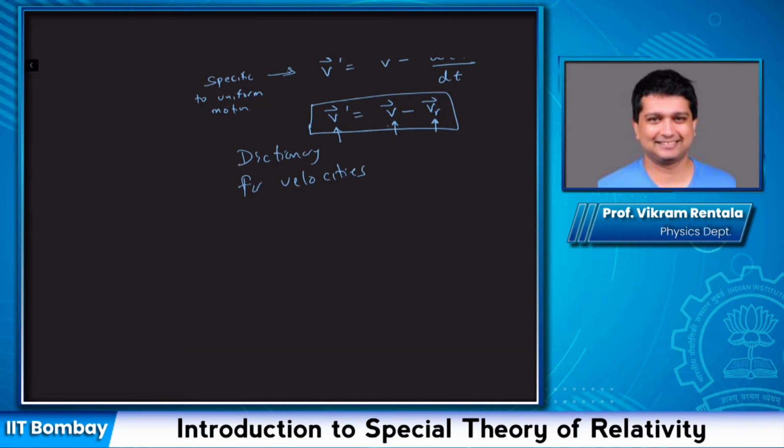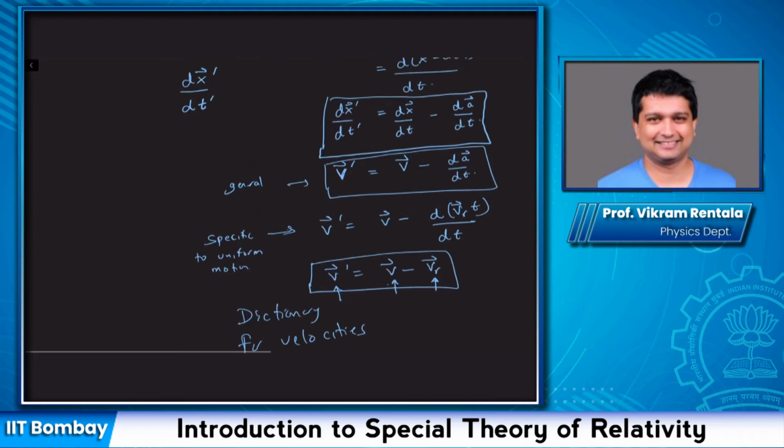Okay, this is of course specific to uniform motion, but for arbitrary motion, this more general dictionary applies, which is v bar prime is v minus whatever that function a bar is, however it's changing with time. I differentiate it with respect to t, and that gives me the instantaneous velocity of observer 2 with respect to observer 1, and I take the difference between the velocity of the particle as measured by observer 1 minus that relative velocity of these two observers. Okay, that gives me v bar prime.